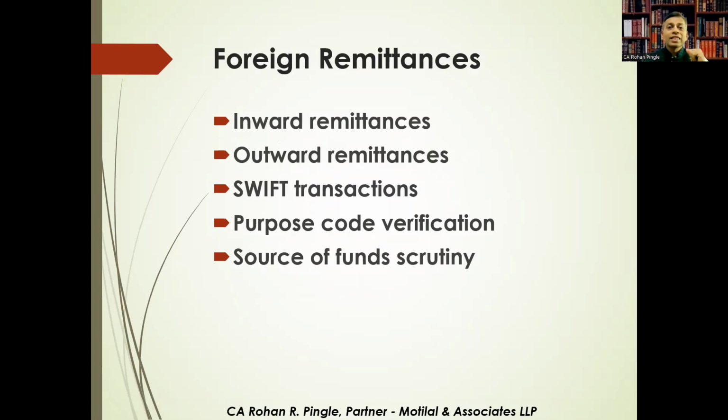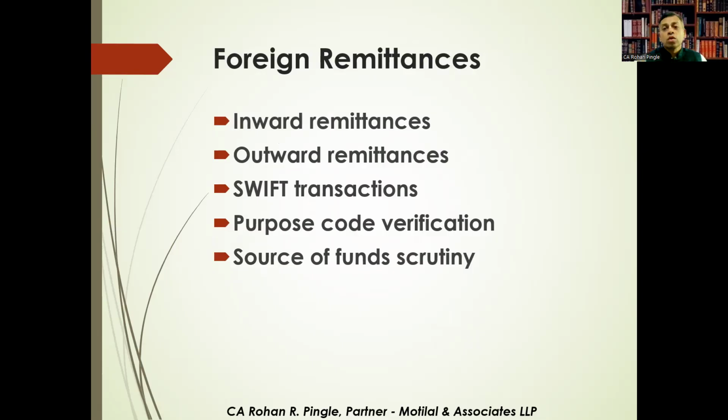Moving further, let's understand foreign remittances. Foreign remittances are among the most sensitive operational activities in branch banking. Inward remittances involve foreign currency inflows into India. Outward remittances involve transfer of funds outside India. So audit procedure should include verification of SWIFT messages, purpose code scrutiny, customer declarations, supporting documents, KYC compliance, and sanction screening evidences.